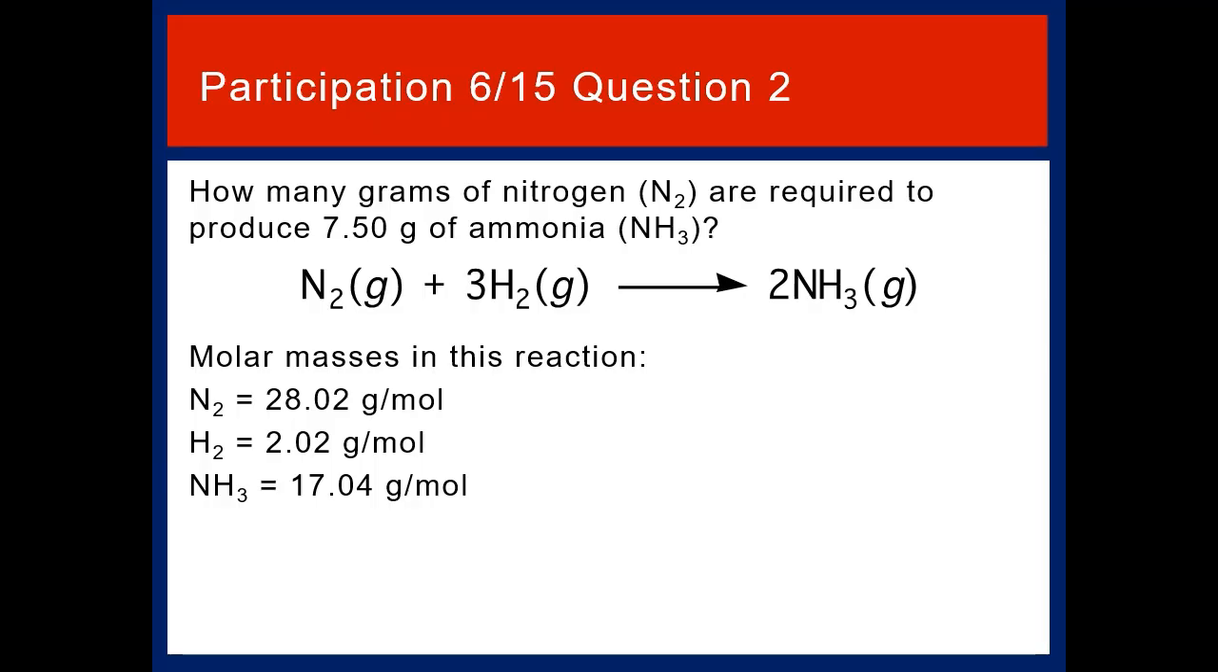Participation 615, question 2. How many grams of nitrogen are required to produce 7.50 grams ammonia? The reaction is N2 plus 3H2 yields 2NH3, and I'm giving you the molar masses for N2, H2, and NH3. This is the second question on participation 615, due Monday, June 15th at 11:59 p.m. over on Blackboard. The link to the assignment is right below the links to these videos. Again, how many grams of N2 are required to produce 7.50 grams NH3? The reaction is N2 plus 3H2 yields 2NH3, and molar masses are given for N2, H2, and NH3.